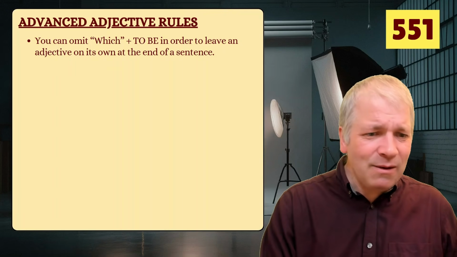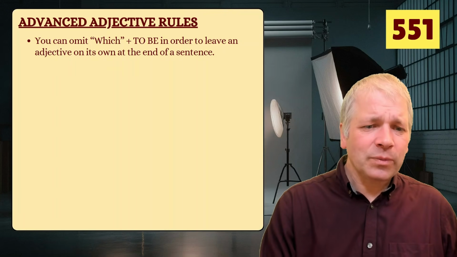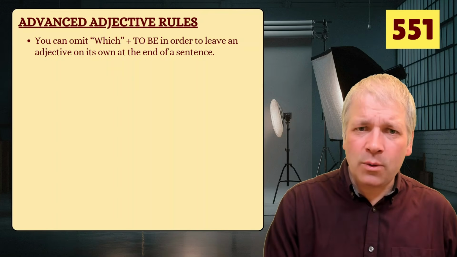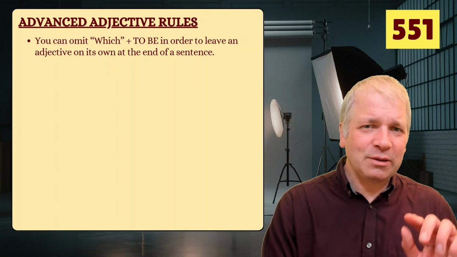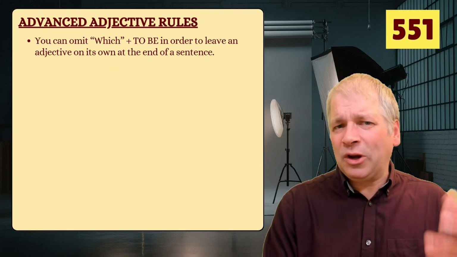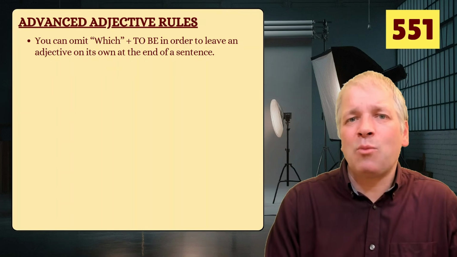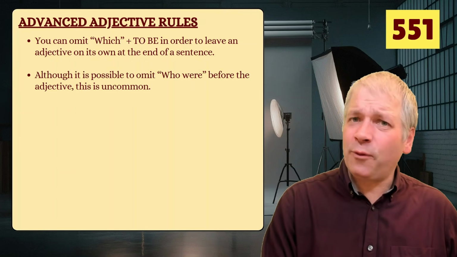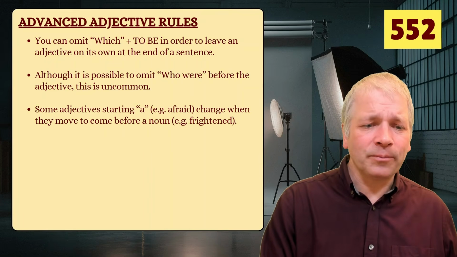You can leave out which plus to be in order to leave an adjective on its own at the end of a sentence. So I went somewhere which is nice. I could have just said I went somewhere nice. Although it is possible to omit who were before the adjective, this is uncommon.